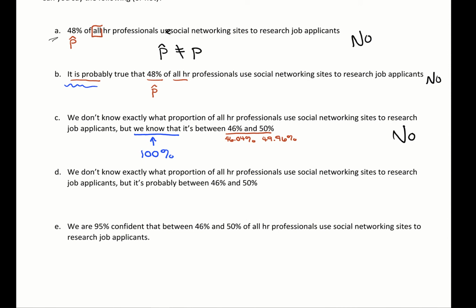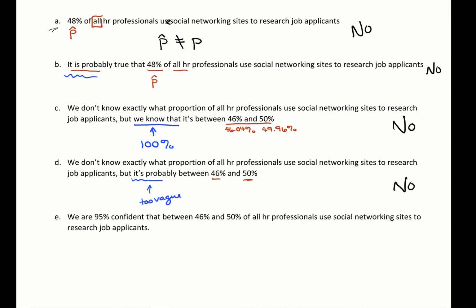D kind of goes through very similar wording. The only thing that changes is that it's probably between those two values. It's better, but still not great. Basically, to get this interval out, to find 46% and 50%, we know what level of confidence that we had. So this is just too vague. Just to say it's probably doesn't give us an exact value of certainty.